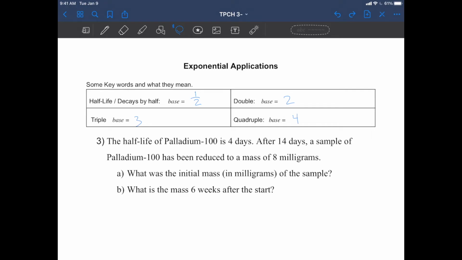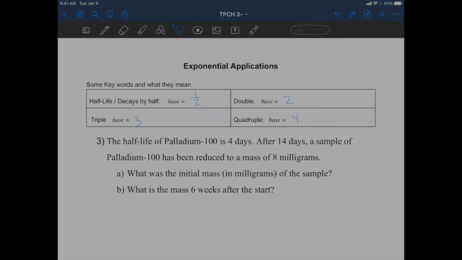The half-life of palladium 100 is 4 days. After 14 days, a sample of palladium 100 has been reduced to a mass of 8 milligrams. Part A says, what was the initial mass in milligrams of the sample? And part B says, what is the mass 6 weeks after the start?